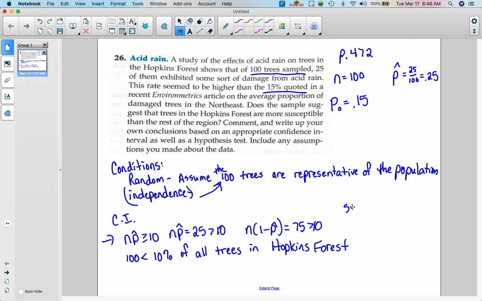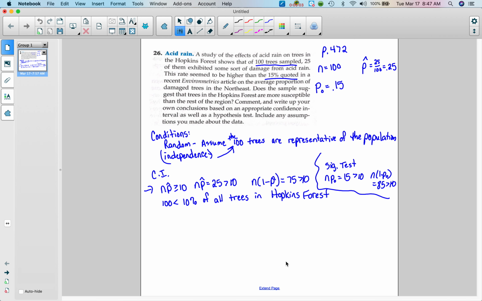Now the only thing that's different for a significance test is this one right here. For a test of significance, we would be testing n times p naught, which is 15, because 15%, which is still greater than 10, and n times 1 minus p naught would be 85, also greater than 10. So that's the only condition that's different: what you use for that p. You use p hat if you're dealing with a confidence interval. You use p naught if you're dealing with a significance test, because that's what we are assuming to be true.